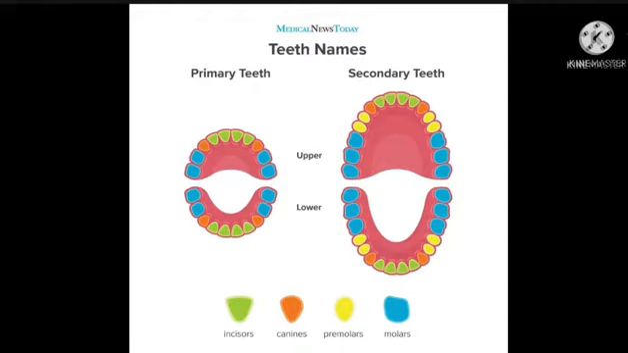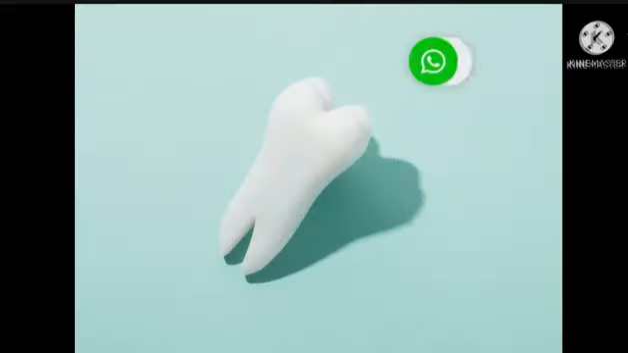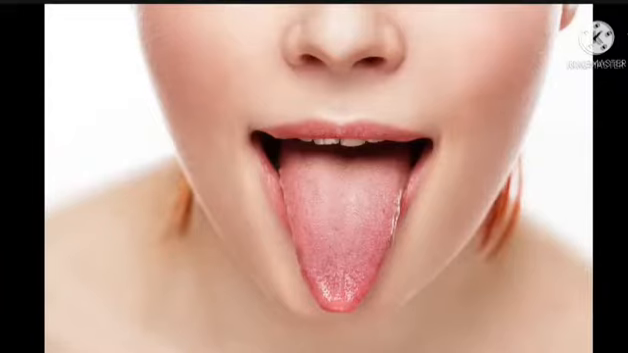Incisors are chisel-like structures. Canines are dagger-shaped. Premolars are used for grinding, and molars are also used for grinding and crushing. Our teeth are made up of minerals, salts like calcium and magnesium, which are deposited in our teeth. Our tongue is a freely movable muscular organ. The oral cavity leads to the pharynx, and food passes through the esophagus.